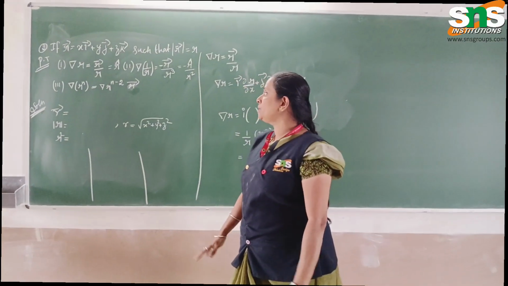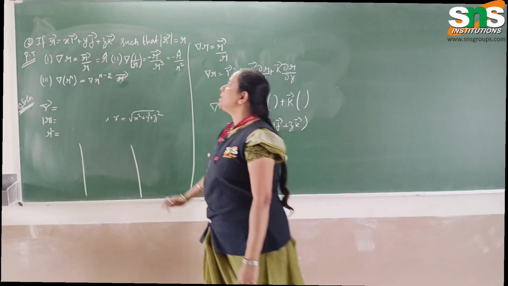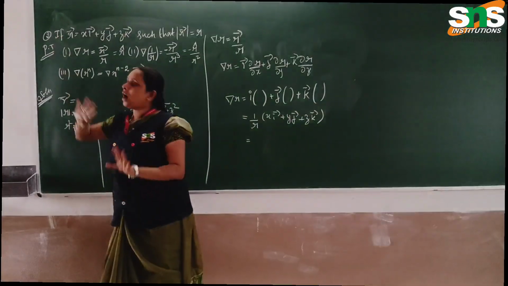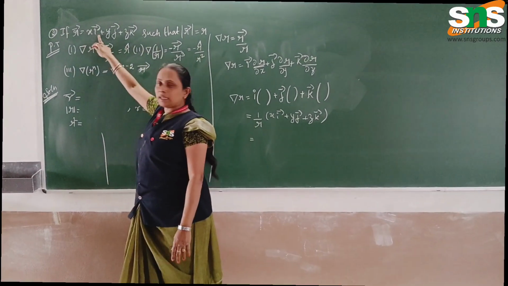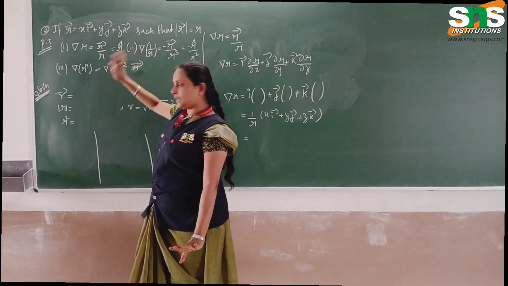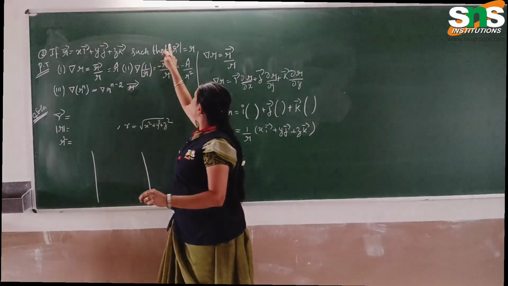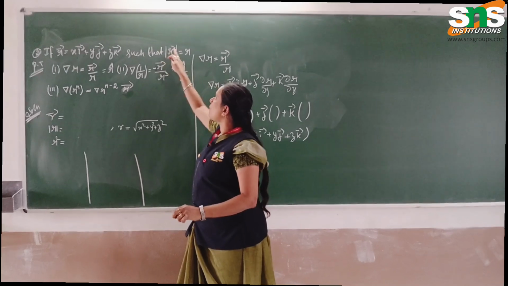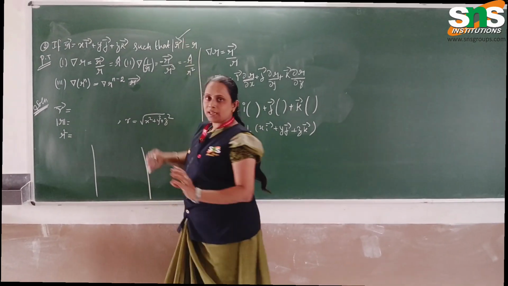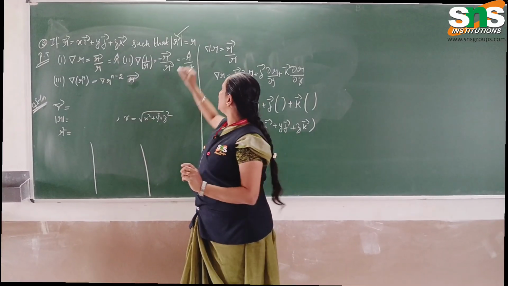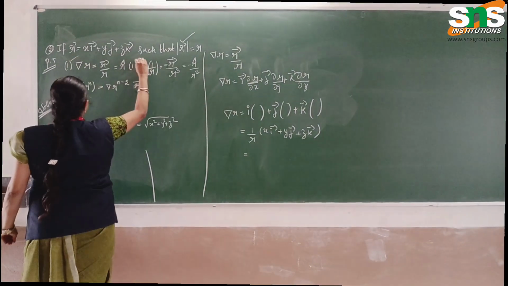Today we are going to discuss the gradient based problem. See the problem. If R vector is given, R vector is nothing but xi vector plus yj vector plus zk vector, and the condition is given such that the modulus of R vector equals R. Here the condition is given as modulus of R vector equal to only R. We have to prove the three conditions.